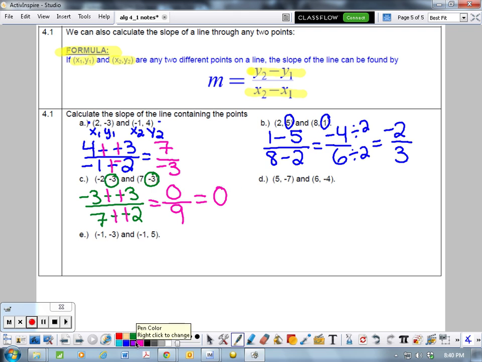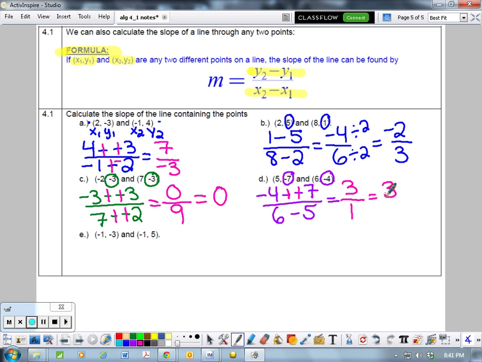Okay, so now I'm going to move to the next one. I'm going to circle my y's. So -4 minus -7, y's on top. And then I do x's, 6 minus 5. Now I'm going to go back and I'm going to go ahead and add a line, change the sign. So -4 plus 7, or I could think of it backwards, 7 minus 4 gives me 3. And 6 minus 5 gives me 1. If I can simplify it, I should. 3 over 1 is the same thing as 3.